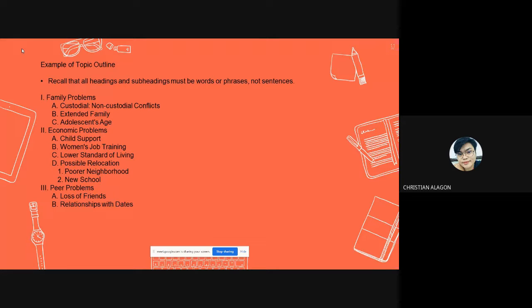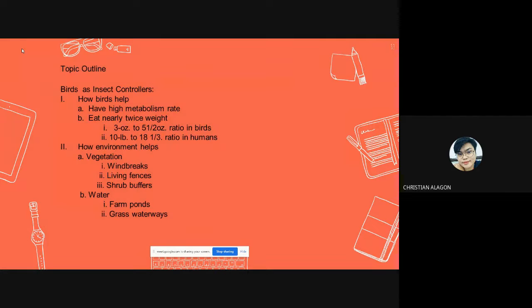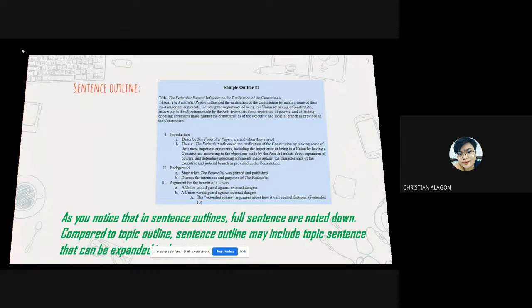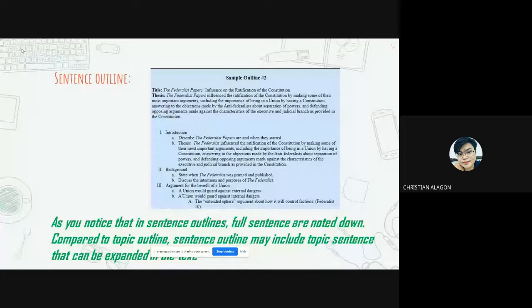So I have a last example of topic outline. So topic outline, birds as insect controllers. So what is the main topic of that? How birds have a high metabolism rate, that is the supporting details, and that is the example of topic outline. It should be phrase, not sentence. Okay. So I have here sentence outline.